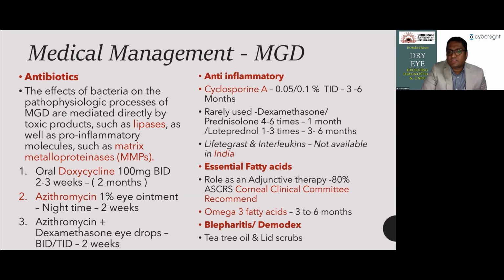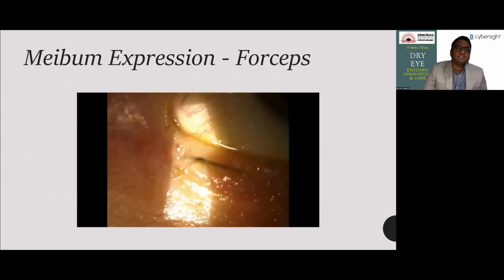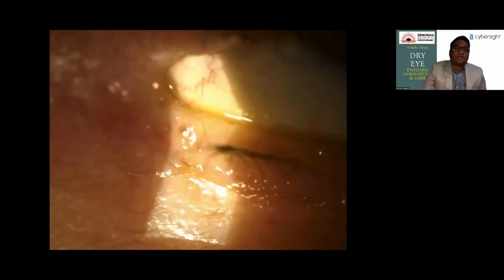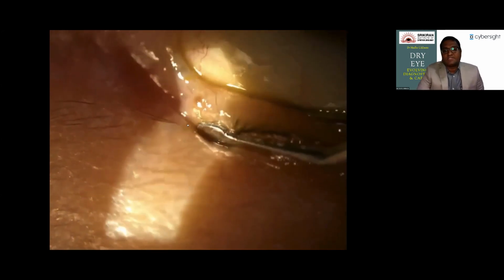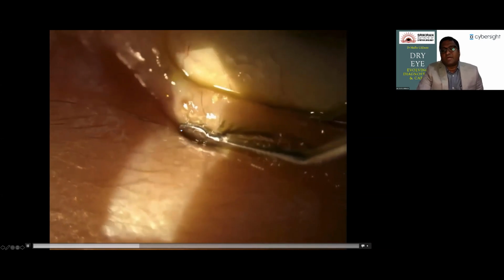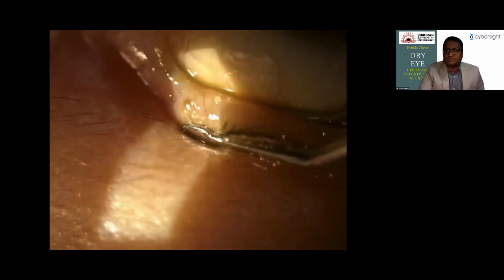We can use them for 3 to 6 months. And if the patient has an associated blepharitis or dermatitis, we have to give them lid scrubs and tea tree oil. If you see, this is a simple procedure: after asking the patient to do heat compressions for a few weeks, you can manually express the meibum with the help of these meibum expressors that are easily available from most companies.